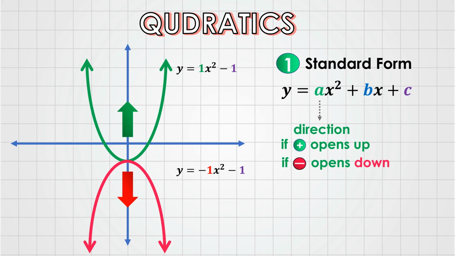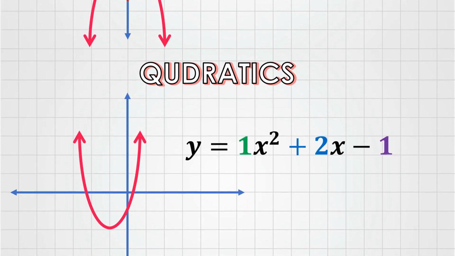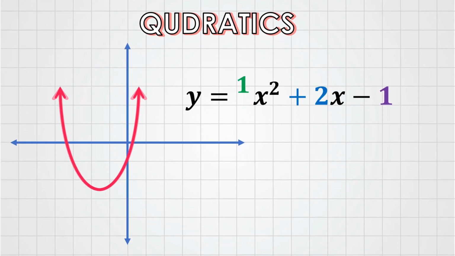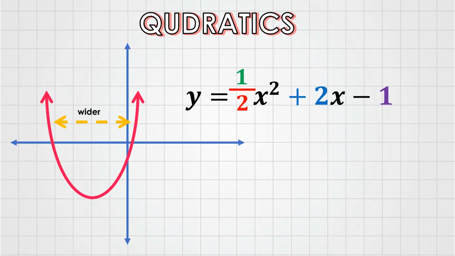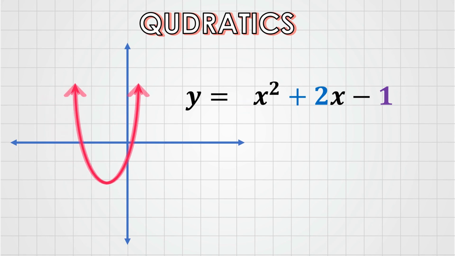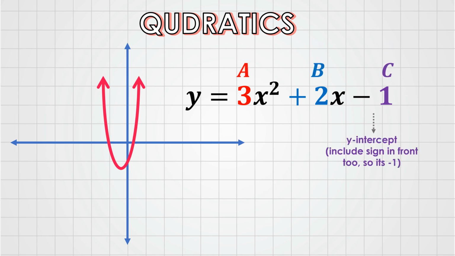Ideally, a is 1, but if a is, say, a fraction, like 1/2, the quadratic will be much wider than normal. If a is greater than 1, like say 3 for example, the quadratic will look skinnier. C is the y-intercept, so where the parabola intersects the y-axis.